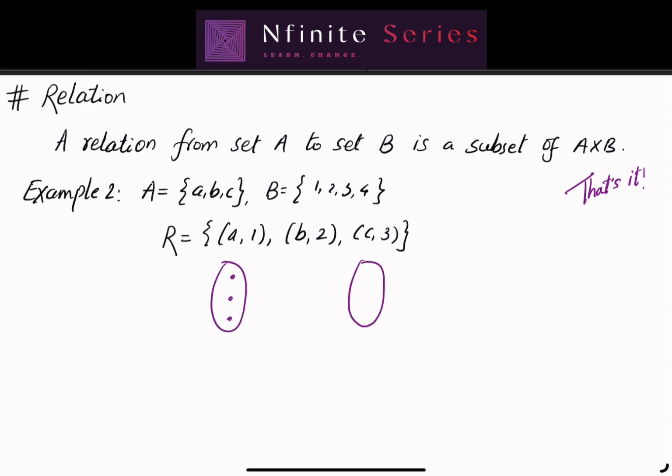Pictorially, it can be represented like this. a, b, c, 1, 2, 3, 4. a goes with 1. Another way of saying it is a is related to 1, b is related to 2, and c is related to 3.